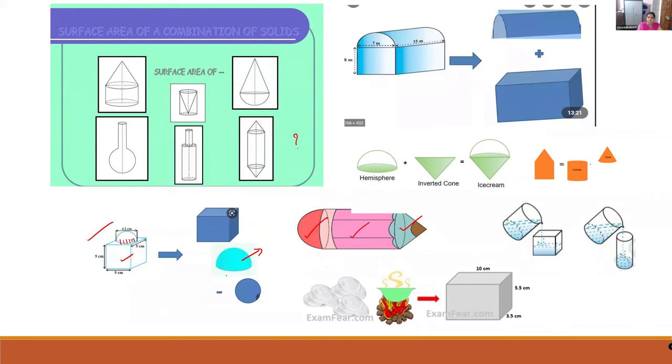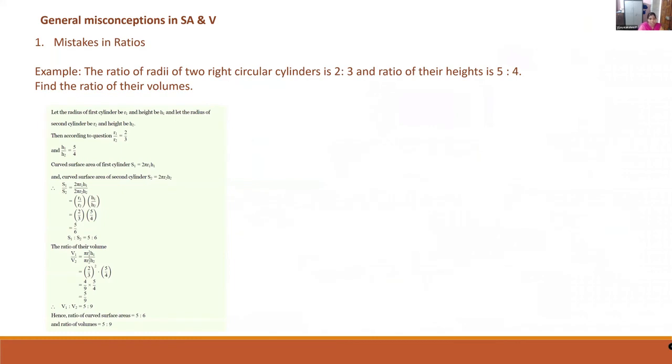Right? Then the general misconceptions in surface area and volume that we have to talk about. In ratios, they make a mess. For example, in this question, the ratio of the radii of 2 right circular cylinders is 2:3. What they should do is R1 = 2x, R2 = 3x. Generally, what they do is R1 is 2, R2 is 3. Isn't it, teachers? Are they taking it like that? Is it correct? Can they take R1 equals 2, R2 equals 3 in this ratio problem?